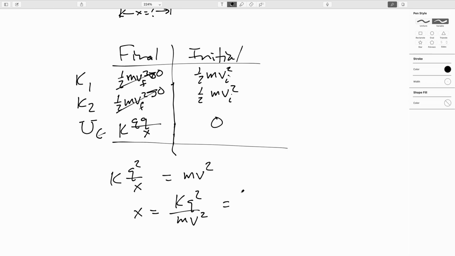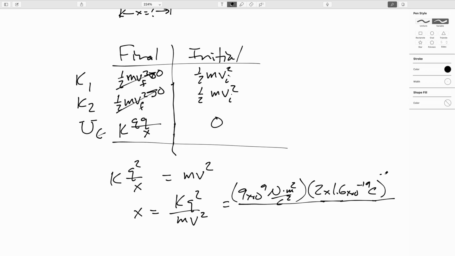So K is 9 times 10 to the 9 Newton meters squared per Coulomb squared. Q is, since it's an alpha particle, 2 times the fundamental charge, which is 1.6 times 10 to the negative 19 coulombs, and we'll need to square that.